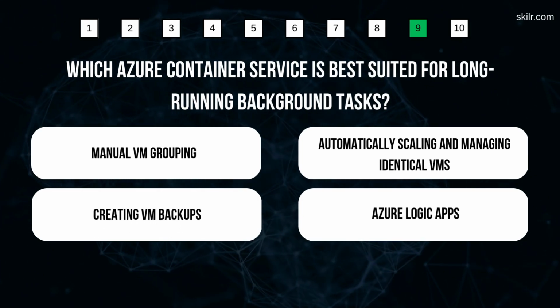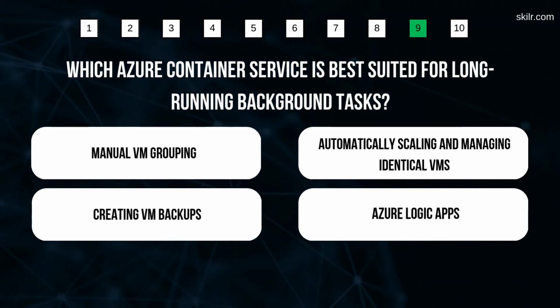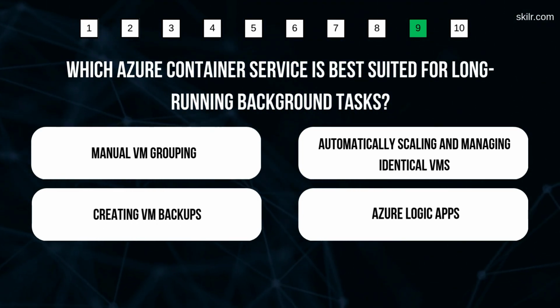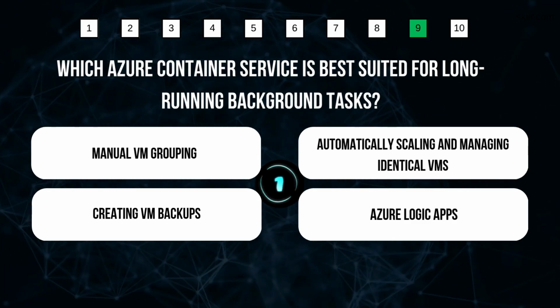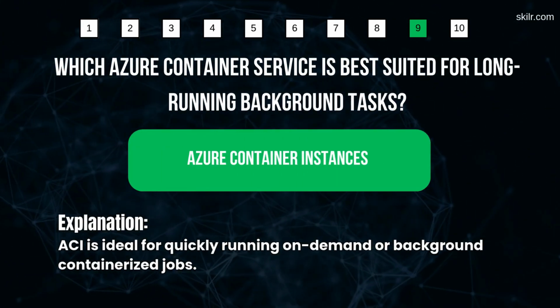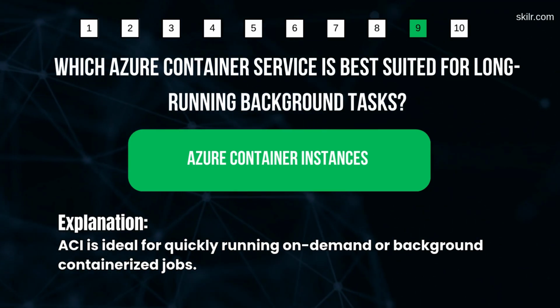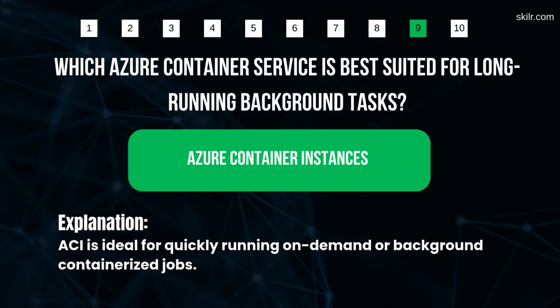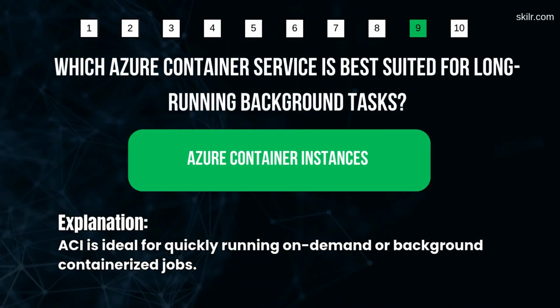Question 9. Which Azure Container Service is best suited for long-running background tasks? The correct answer is Azure Container Instances. ACI is ideal for quickly running on-demand or background containerized jobs.